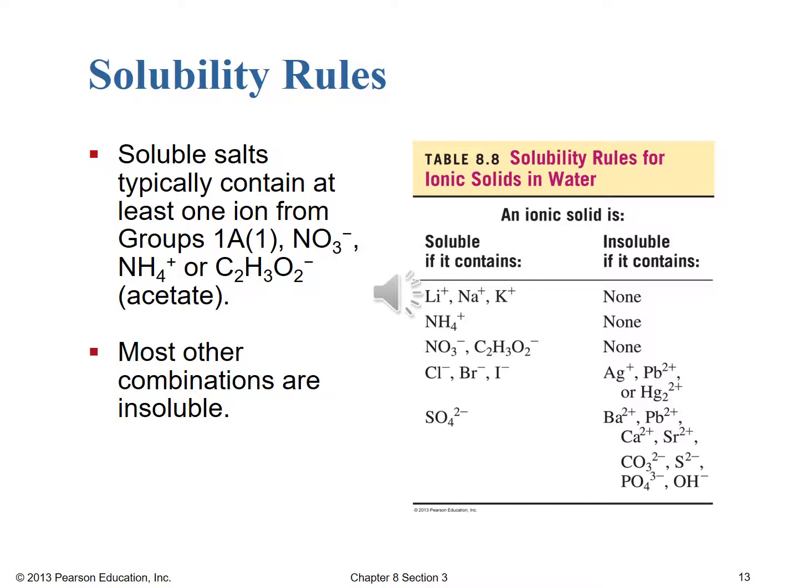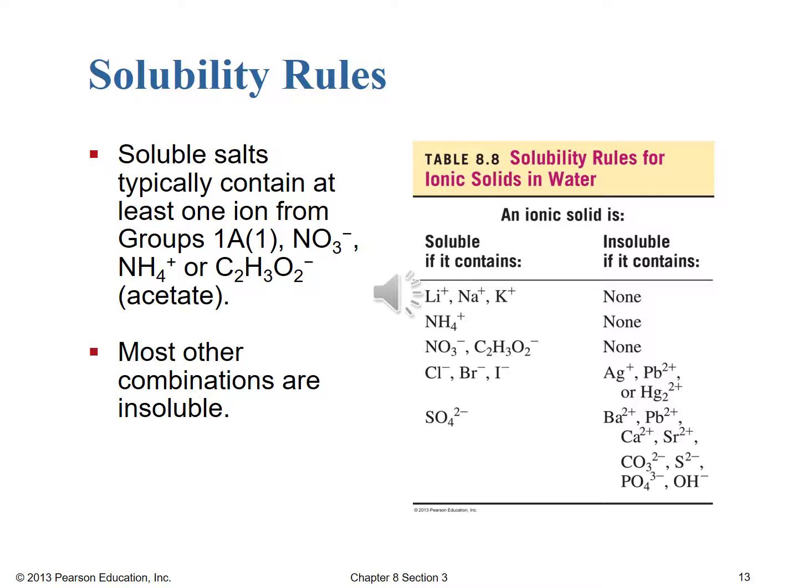So first and foremost, soluble salts typically contain at least one ion from group 1A, so the metals there. So of course hydrogen's in group 1A or group 1, but doesn't fully fit there because it's not a metal. Starting with lithium on down, those are the ions we tend to be talking about.